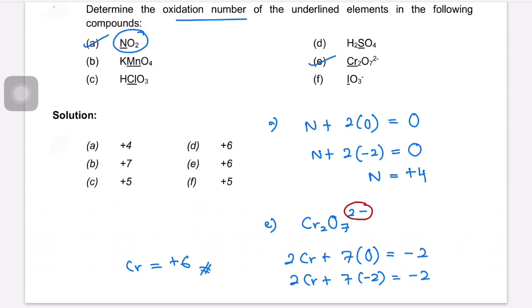Alright, so I've tried question A and question E. It's your turn now to try questions D, F, B and C, and make sure you are getting the same number as given in the solution. So that's all for this Take 5.